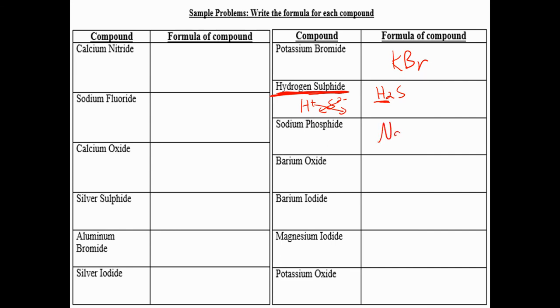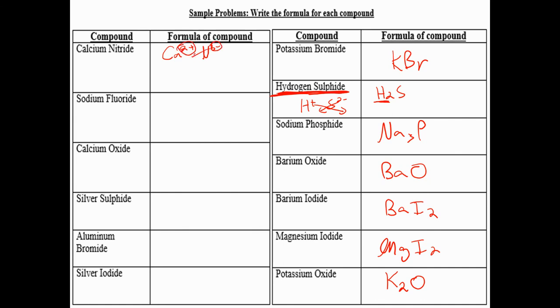Sodium phosphide, Na3P, barium oxide, BaO, barium iodide, we already did an example like that, magnesium iodide, MgI2. So again, you would have tried this yourself. Potassium oxide, K2O, calcium nitride. So let's just walk you through the steps of that. So Ca2 plus, N3 minus, crisscross, and we get Ca3N2.